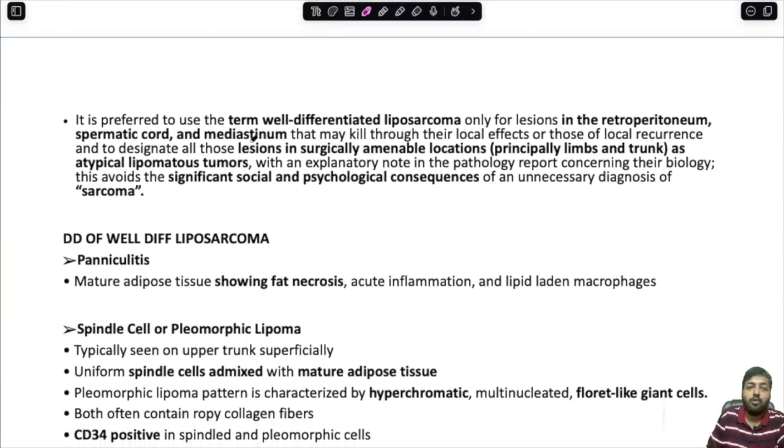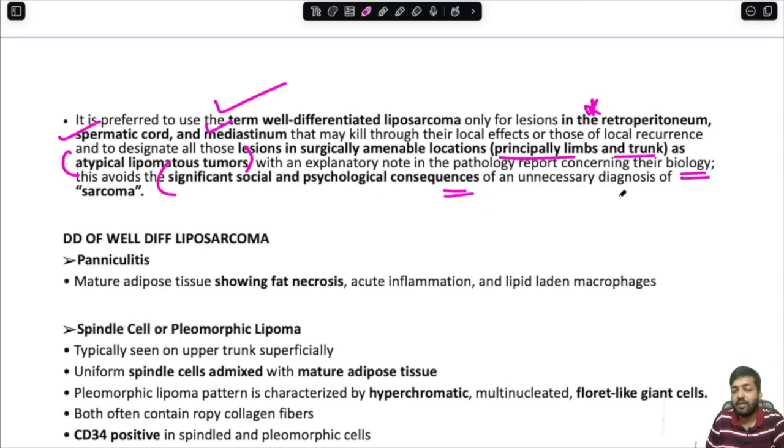So it is preferred to use the term well-differentiated liposarcoma only for lesions which are present in the retroperitoneum, spermatic cord and mediastinum that may kill through their local effects or those of local recurrence, and to designate all those lesions in surgically amenable locations, that is principally the limbs and the trunk, as atypical lipomatous tumor with an explanatory note in the pathology report concerning the biology. This avoids significant social and psychological consequences of an unnecessary diagnosis of sarcoma.